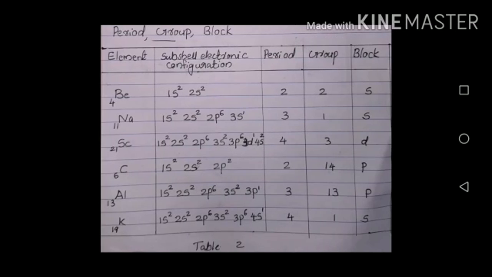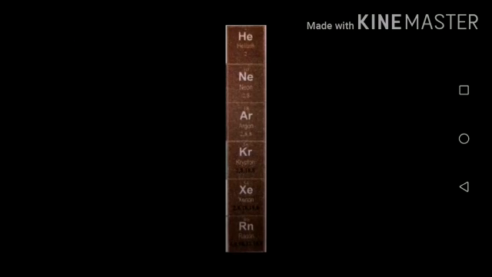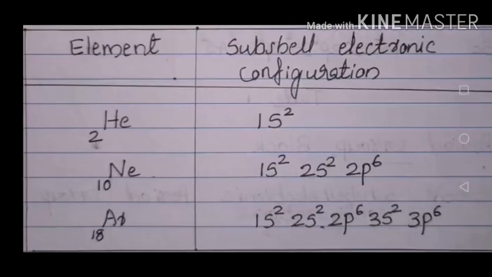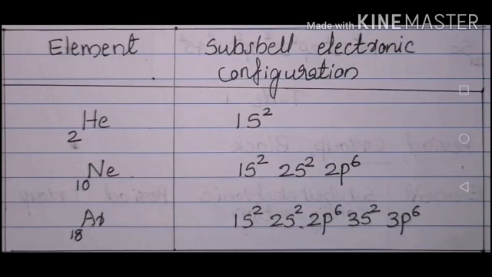Let's check the answers. Elements of group 18 in the periodic table are inert gases or noble gases. They are helium, neon, argon, krypton, xenon, radon. The subshell electronic configuration of helium, neon, argon, etc. are given in the table.